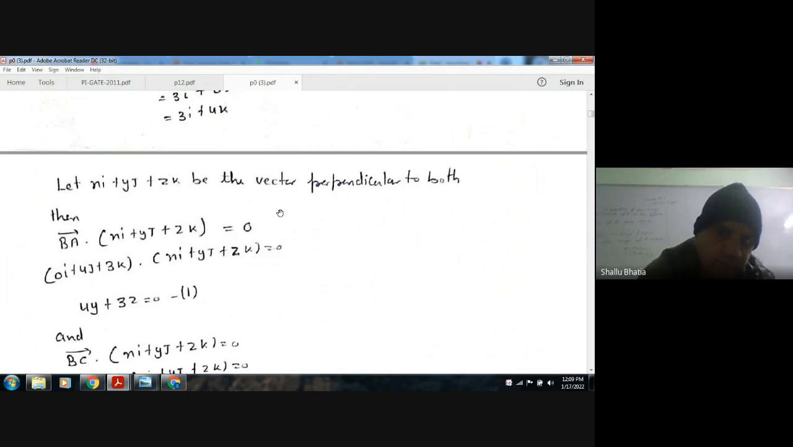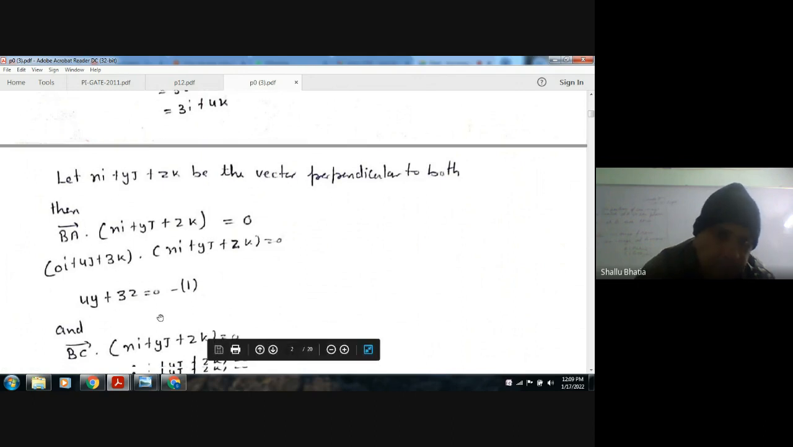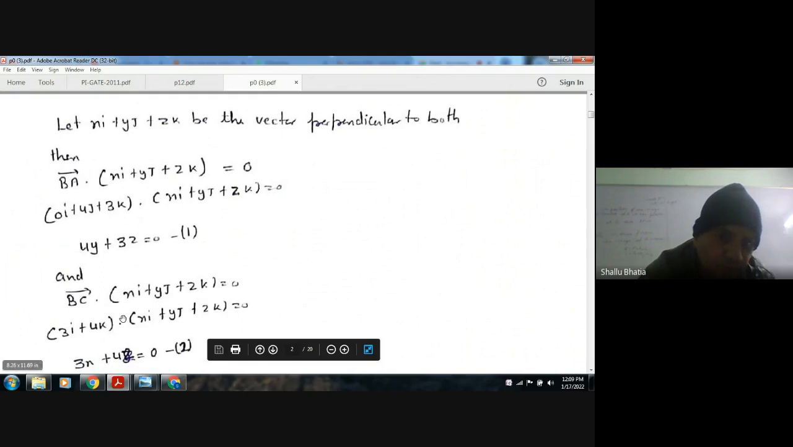For this vector to be perpendicular to BA, its dot product should be 0. The dot product, putting the value of BA and this required vector, will be 4y plus 3z equal to 0. And similarly, this is also perpendicular to BC, so the dot product will also be 0. So this will be 3x, and this will be 4k, sorry, here it is k.